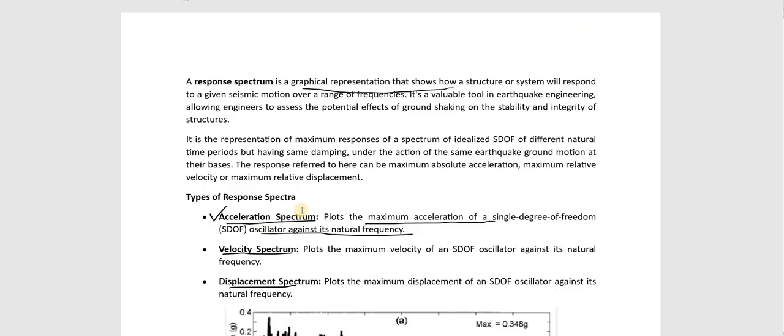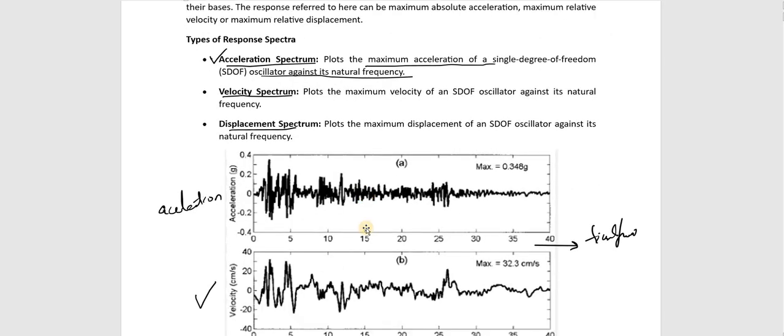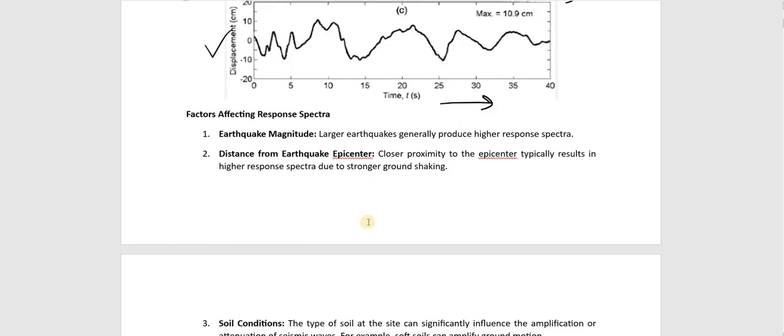So the response spectrum is a graphical representation that shows how a structure will respond. Response is being measured in terms of acceleration, or in terms of displacement, or in terms of velocity. In our notation, it can be in x term, x dot term, or x double dot. Displacement, velocity, and acceleration. So 3 types of response spectrums are there. Now we have to know how this response spectrum is formulated.